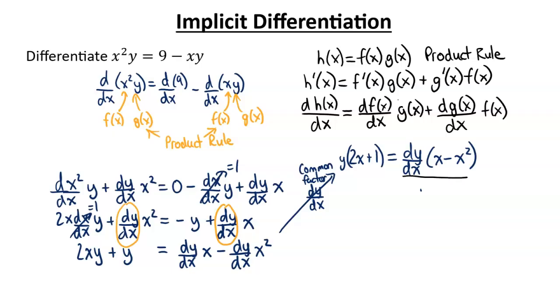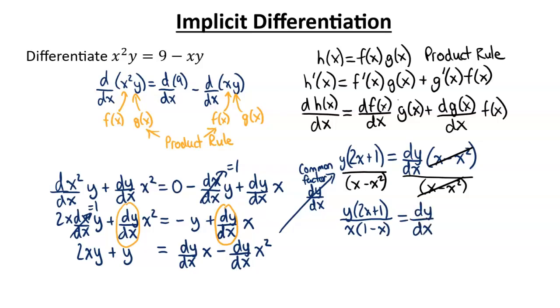At this point, I'm almost done. I just need to isolate dy over dx, so I can divide by x minus x squared. That cancels out on the right, and whatever you do to the right side, you have to do to the left side. So we're dividing the left side by that as well. And I get dy over dx now by itself. Now the only thing I'm going to do is common factor an x out of the denominator. So I get dy over dx is equal to the left side over x times 1 minus x. And that is your derivative using implicit differentiation.